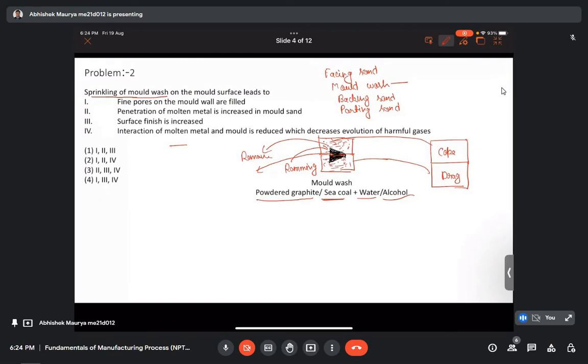And at the end, we are left with basically a mold with a cavity.